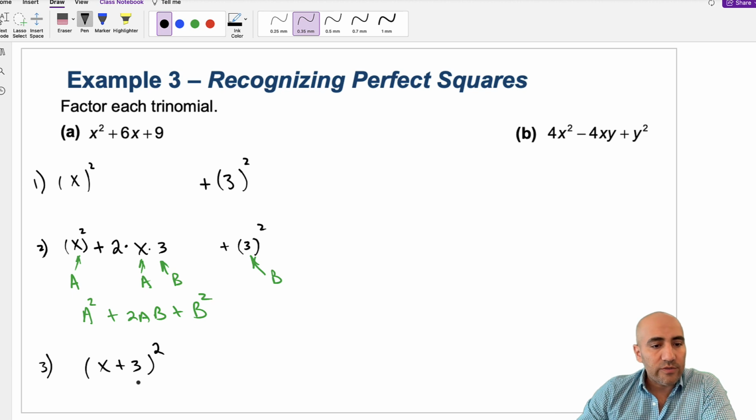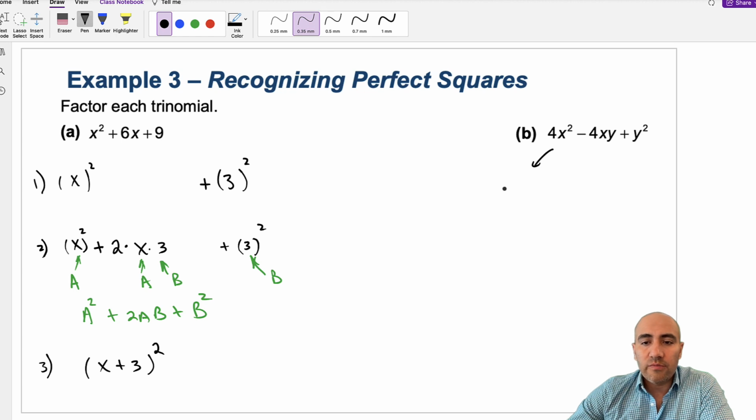Guessing and checking is always useful. So if we FOIL this out, we see that we get the same result. Okay, let's look at the second example. Same thing. I want to rewrite the first term as something squared, rewrite the last term as something squared, then ask myself, is it true that the middle term fits that? So let's put it over here.